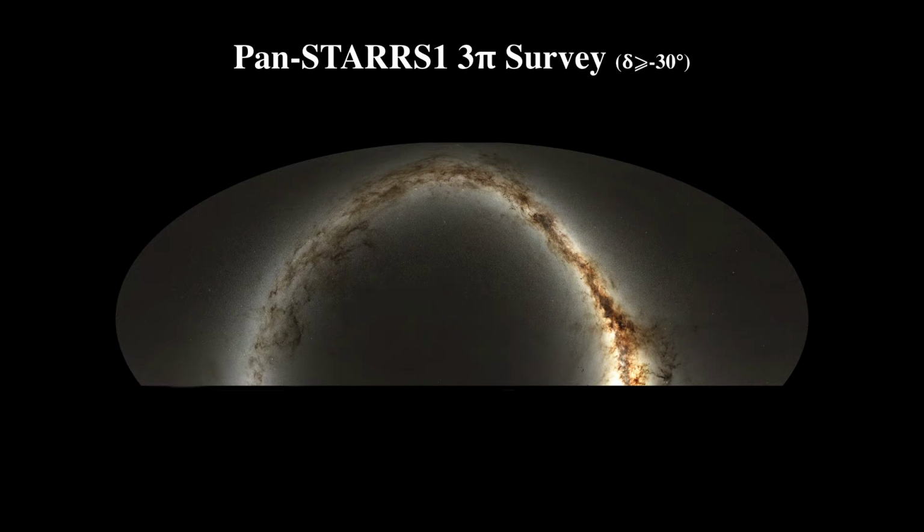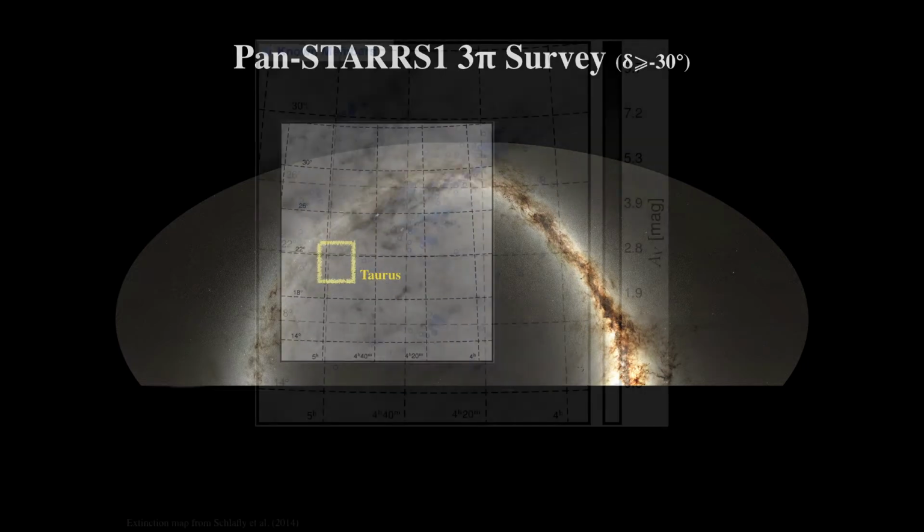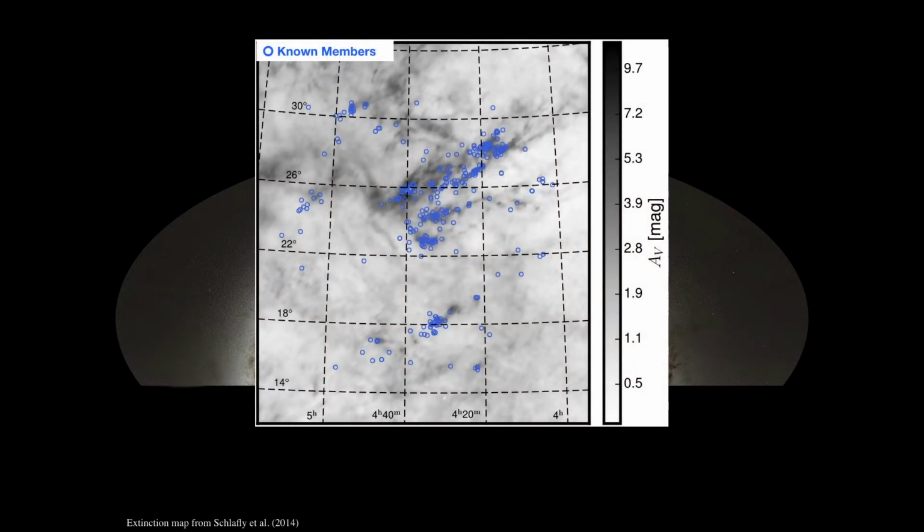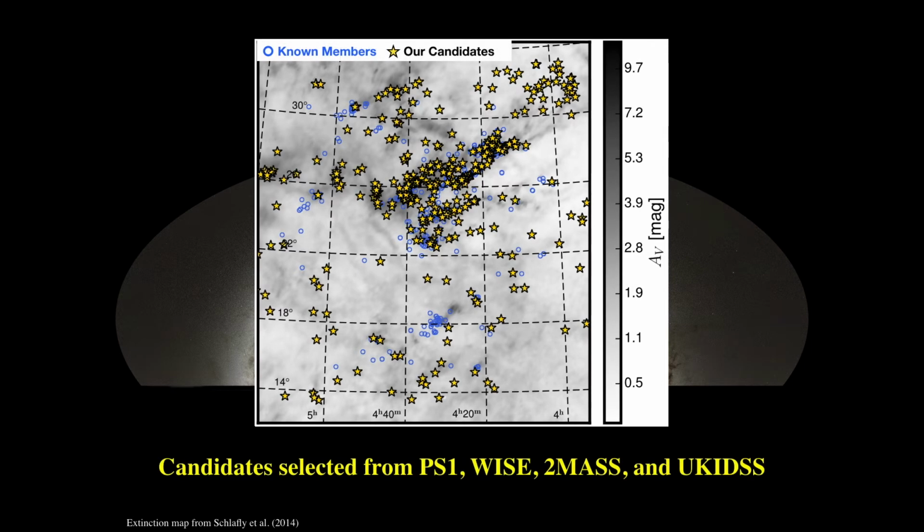In this paper, we focus on the Taurus region. Here, we use blue symbols for previously known Taurus members. In order to select the brown dwarf candidates, we combine photometry and proper motions from Pan-STARRS, WISE, 2MASS, and UKIDSS, leading to around 300 objects, shown as gold stars in the figure. We then obtain near-infrared spectra of our candidates, from which we further identify young brown dwarfs.